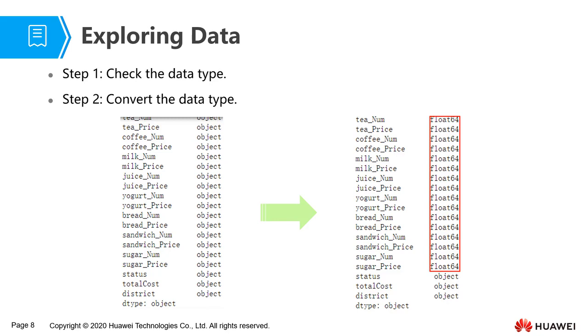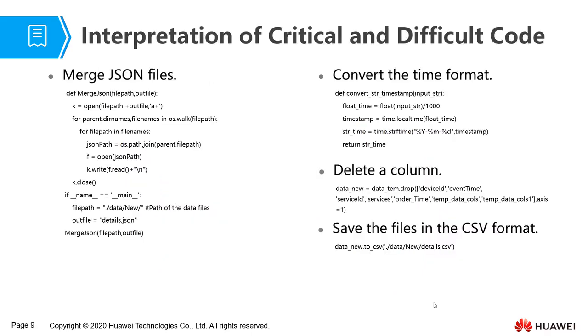Some data is object type. Then, convert the data from the object type to the float type, so that the data can be used to train the model and run algorithms. In this section, we use several important functions to implement the code.